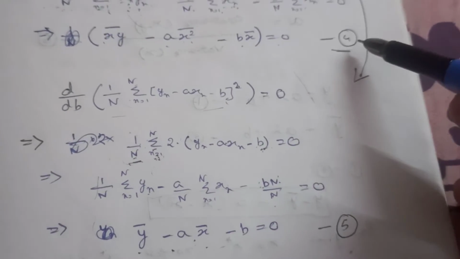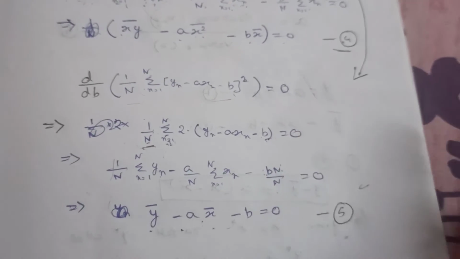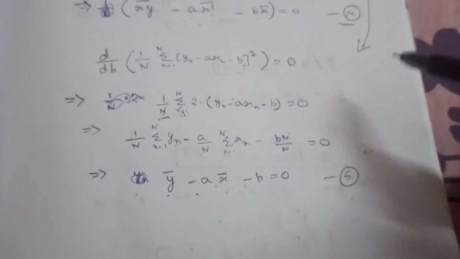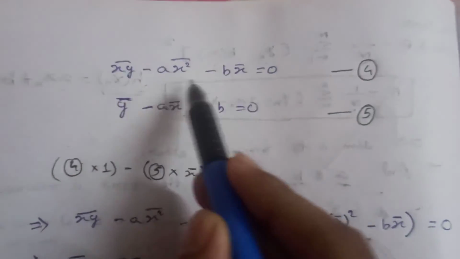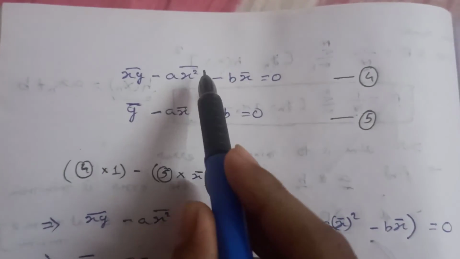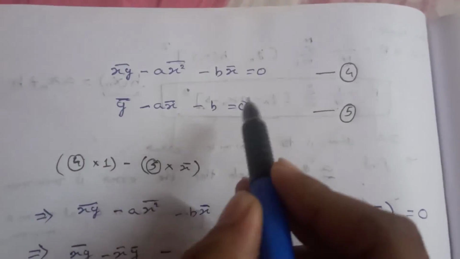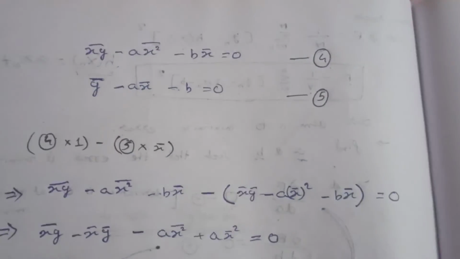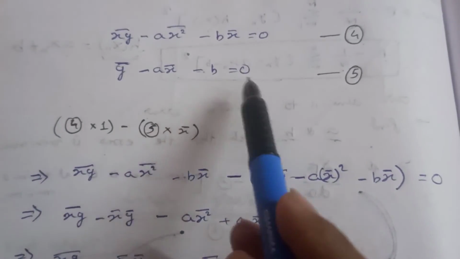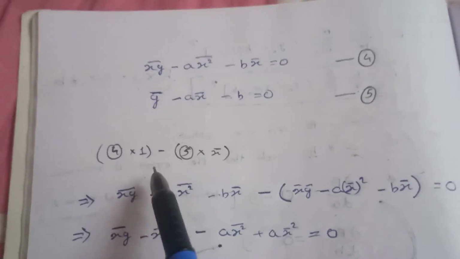So we have two equations, equation 4 and equation 5. Now if we solve these two equations to get the value of a and the value of b, let's see. These are the equations we got: xy bar minus a x square bar minus b x bar equals 0, that is equation 4, and y bar minus a x bar minus b equals 0, that is equation 5. Now let's solve this: multiply equation 4 with 1 and the 5th equation with x bar, and then subtract them. What do we get?